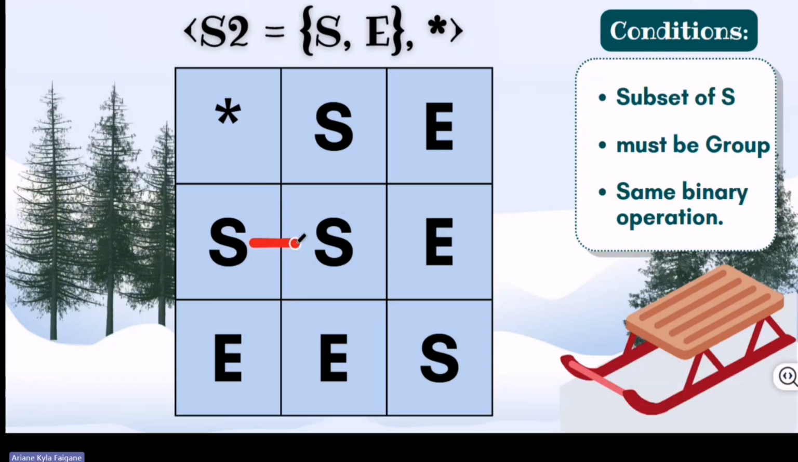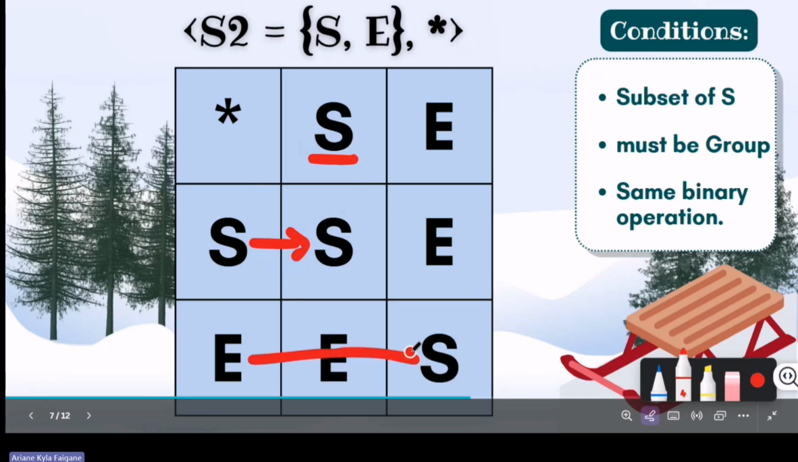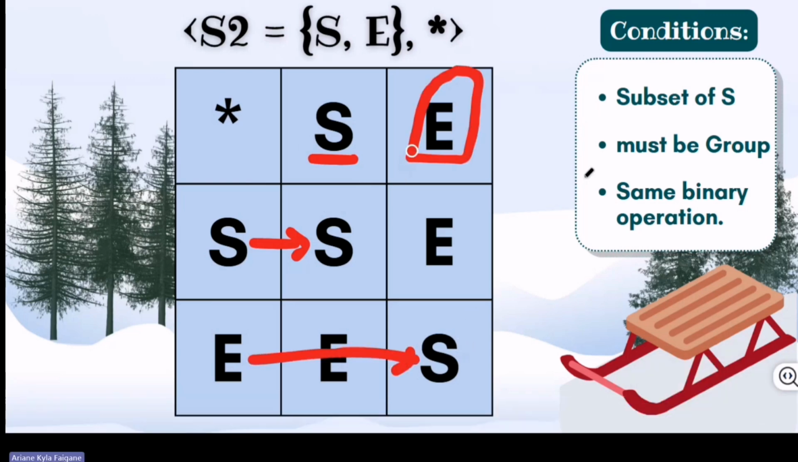S operated with the identity element, which is S, is equal to S. So the inverse of S is S. And now E operated with the identity element S gives E, so the inverse of E is E. And now we can conclude that S sub 2 is a group, and it has the same binary operation. So therefore, S sub 2 is a subgroup of S.